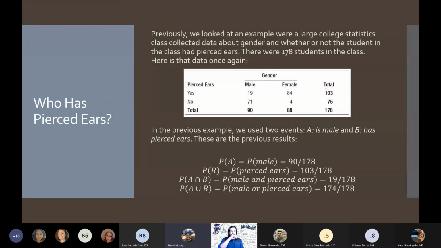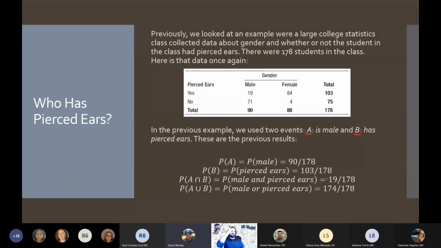So in a previous example that we looked at before break, a large college statistics class collected data about gender and whether or not the students in the class had pierced ears. There are 178 students in this class, and here is that data once again. We have this two-way table between pierced ears and gender. In the previous example, we used two events. Event A was that the student was male. Event B was that the student has pierced ears. And we found these results previously.